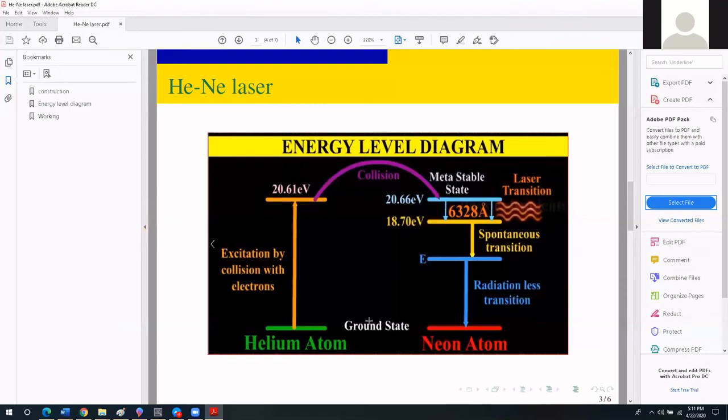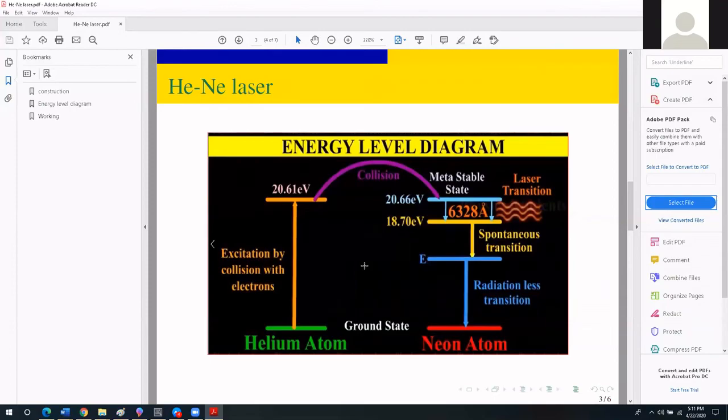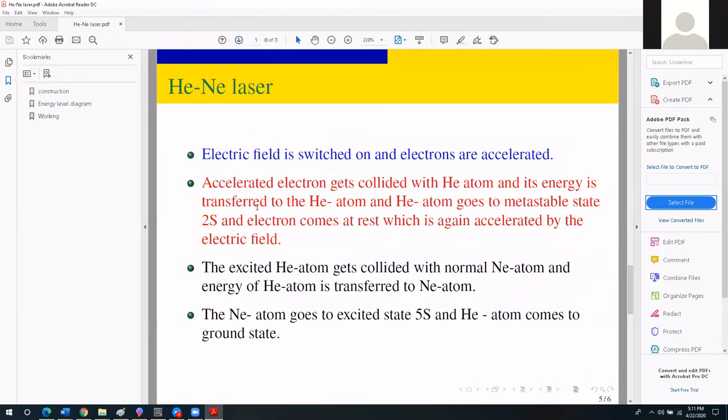Okay, the next one is working. When the electric field is switched on, what happens? The electron is accelerated by the electric field. The accelerated electron collides with the helium atom, because the ratio of helium is higher, and the energy of the electron is transferred to the helium atom, and the helium atom goes to the metastable state 2s, and the electron comes to rest, and is again accelerated by the electric field. This accelerated electron collides with a helium atom, its energy is transferred to the helium atom, and the helium atom goes to the metastable state 2s, and the electron comes to rest, which is again accelerated by the electric field.